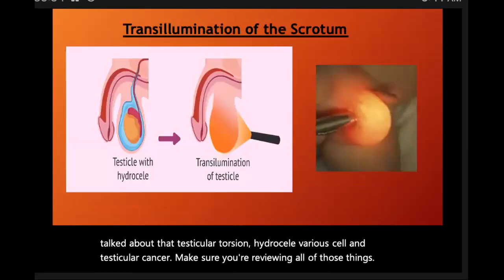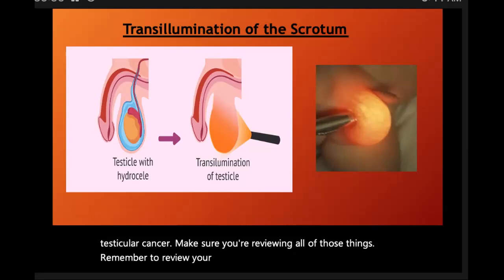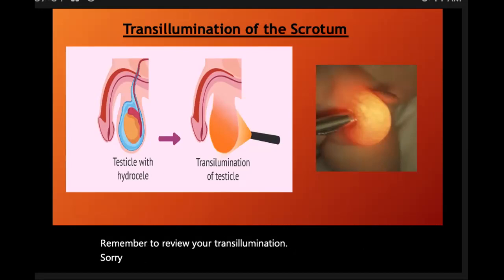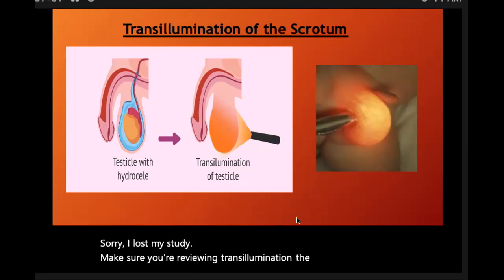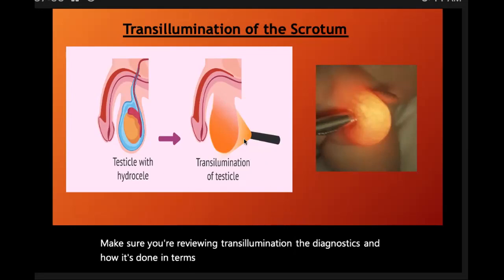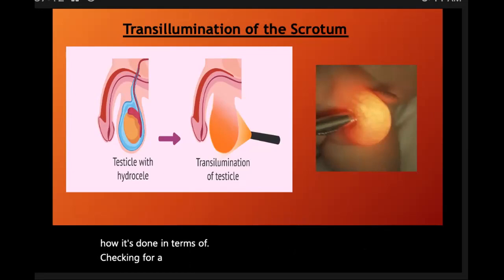Remember to review your transillumination. Sorry, I lost my study guide. Oh, here it is. Okay. Make sure you're reviewing transillumination, the diagnostics, and how it's done in terms of checking for a hydrocele. Okay.